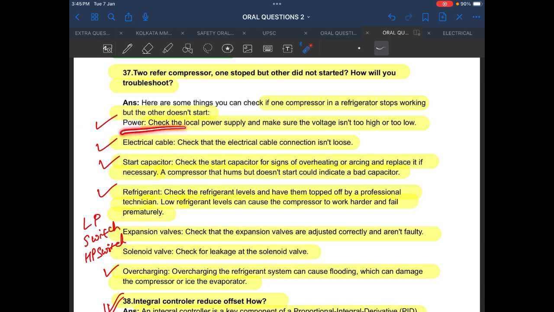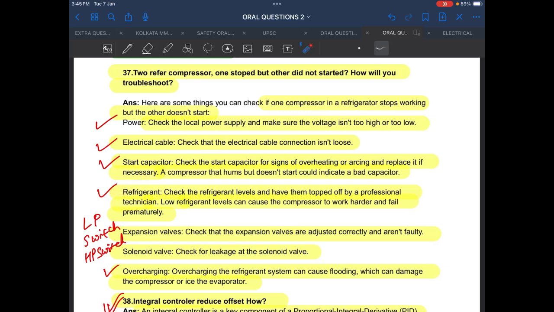If power is okay, check the fuse. If power is not okay, then check the fuses. Maybe the fuse has burned or the circuit breaker has tripped. There may be a loose connection, due to which it draws high current and trips the circuit. So you have to check that first. After that you check the electrical cables. If everything is okay, then you check the start capacitor of the compressor fan for signs of overheating. If the capacitor is damaged, you have to change it, otherwise it will start working.